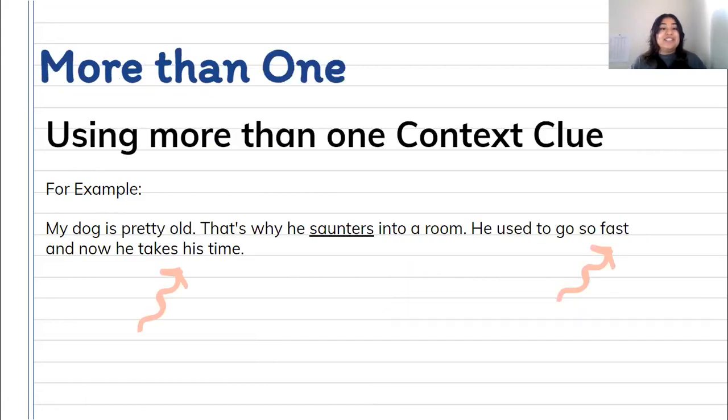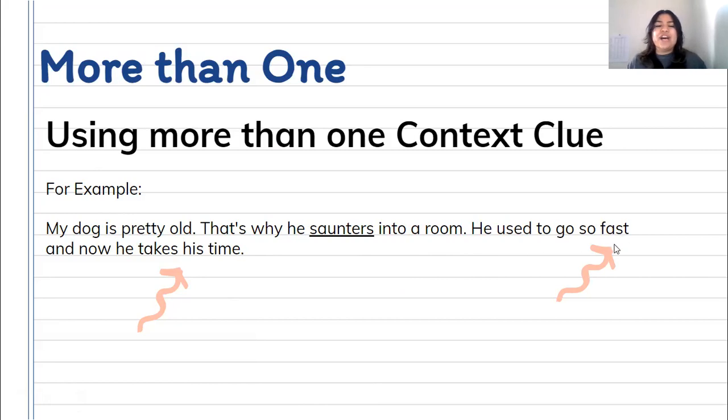Oh, yes, actually there is one more. You can use more than one context clue when trying to figure out the meaning of a word. So in this example, again, the dog, it says, my dog is pretty old. That's why he saunters into a room.